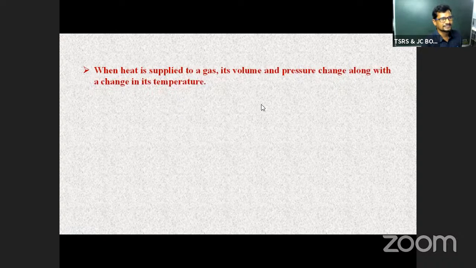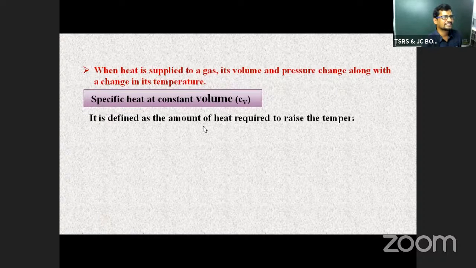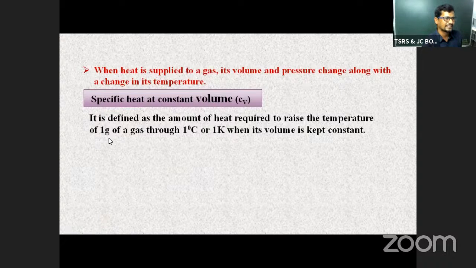When heat is supplied to a gas, its volume and pressure change along with the change in temperature. Next, specific heat at constant volume. It is defined as the amount of heat required to raise the temperature of 1 gram of gas through 1 degree centigrade or 1 Kelvin when its volume is kept constant.